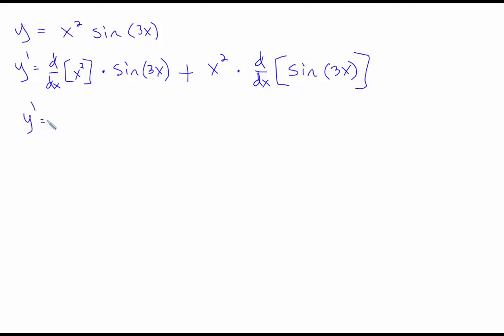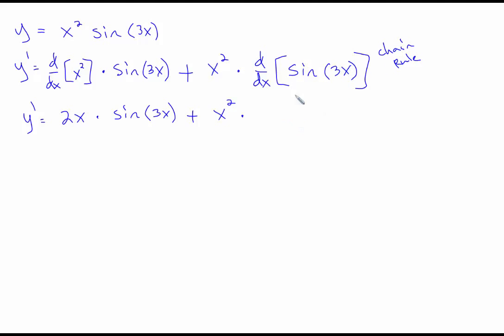So let's simplify. We're going to take the derivative of x squared, which is going to be 2x times sine of 3x, plus we have x squared times, now here's where you need to recognize, if I'm going to take the derivative of this function right here, sine of 3x, remember this is a composition. So if I'm taking the derivative of a composition inside here, we need to do the chain rule.